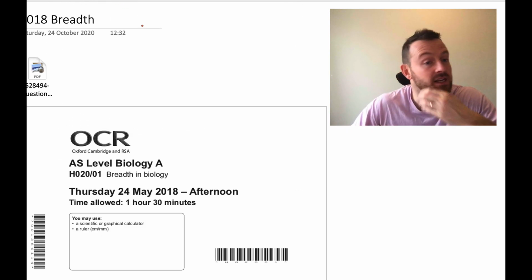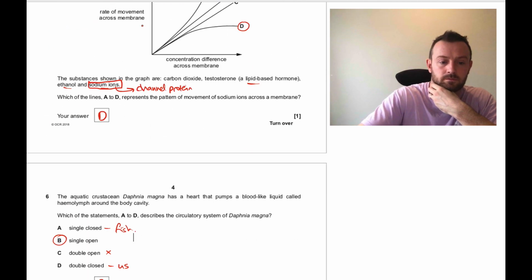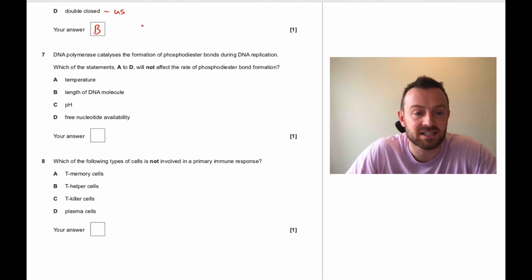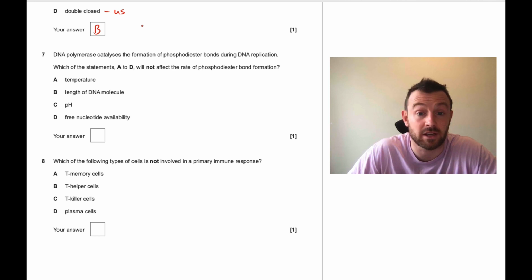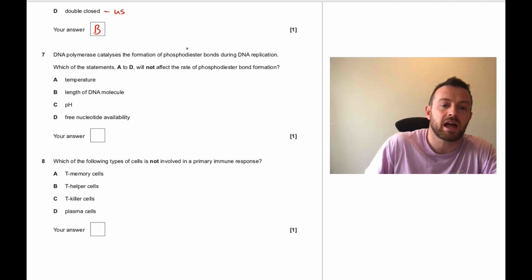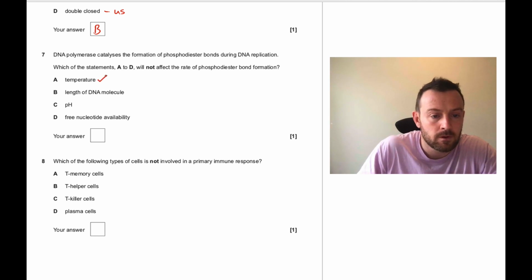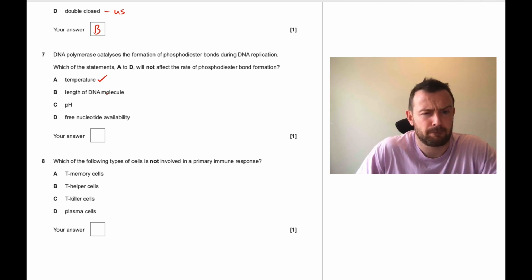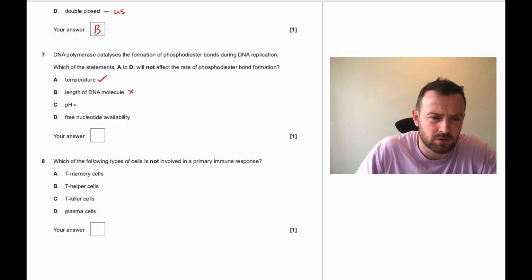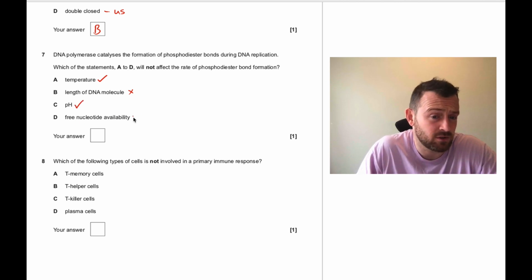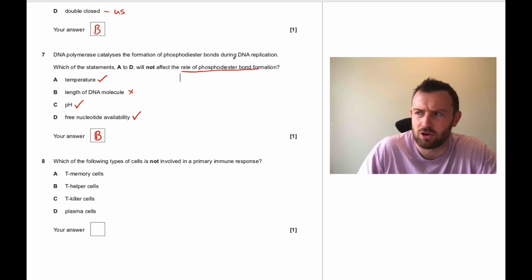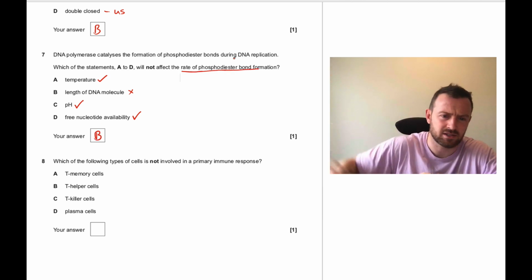Okay, on to 7. DNA polymerase catalyzes the formation of phosphodiester bonds during DNA replication. Which statement A to D will not affect the rate of phosphodiester bond formation? Well, A certainly will. The length? No, I don't think that will. pH certainly will. This is basically the substrate concentration. So B is the one, because we're talking about the rate of bond formation, not the time to finish the whole thing. So 7B.